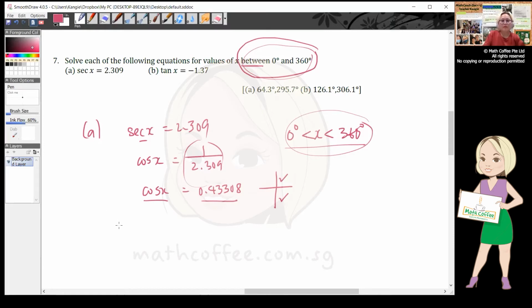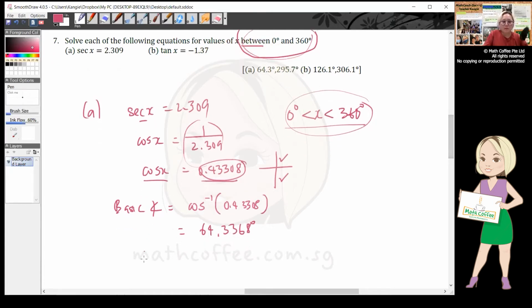So next thing is find my basic angle first. My basic angle, you always just take cosine inverse, take the positive value. If in front there is a minus, I do not put the minus here. But for this question, of course, there is no minus. So just cosine inverse 0.43308, and I will get 64.3368 degrees.